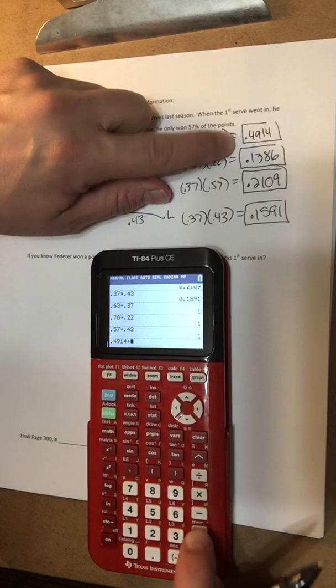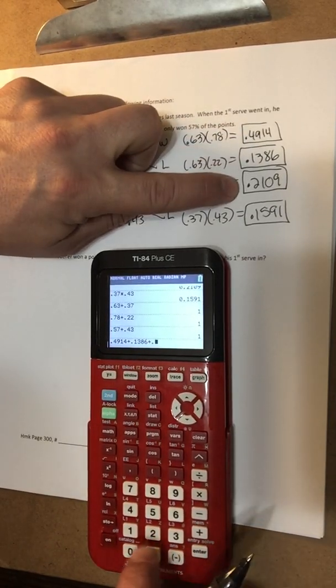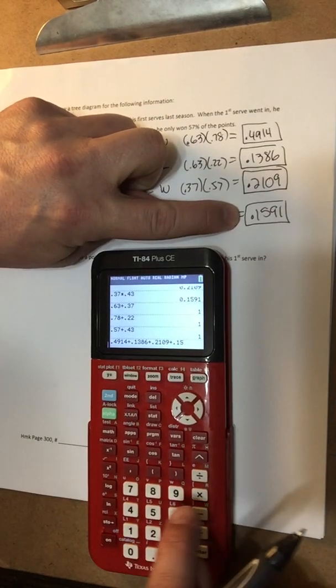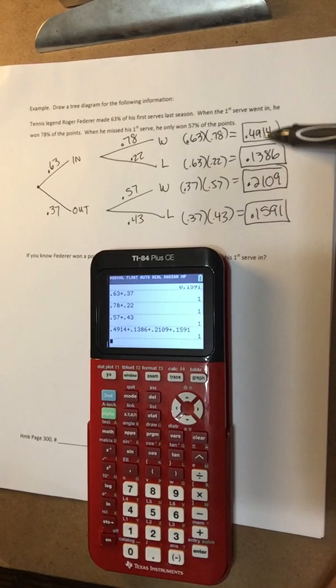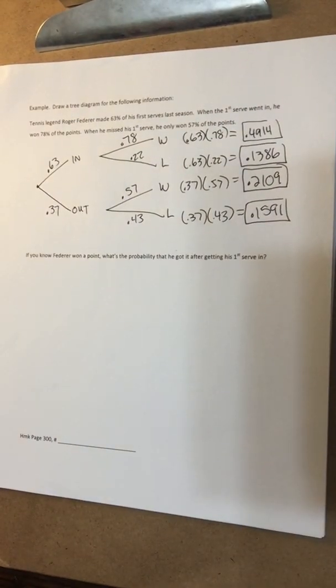0.4914 plus 0.1386 plus 0.2109 plus 0.1591. They all equal 1. Those are the 4 different ways the point can be played out. They have to add up to 1 for the sample space. Admit it, you're a little wowed by that.